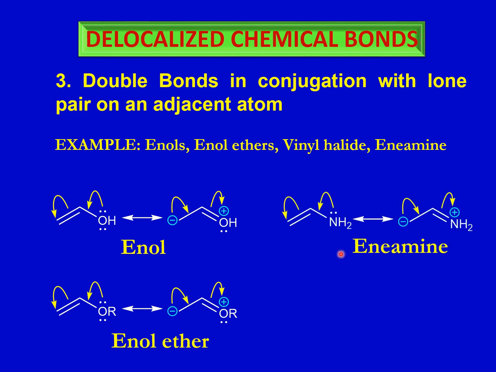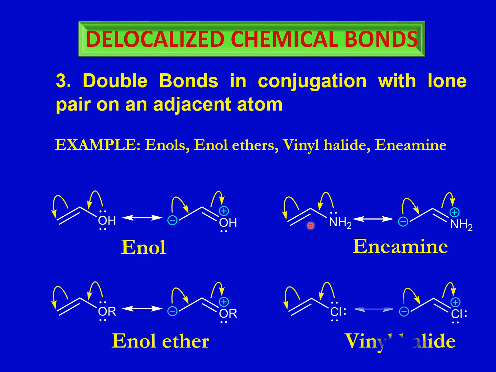The same is observed in case of enamine. So we have a double bond between two carbons, and then we have a nitrogen having a lone pair which can again be delocalized as in case of oxygen in these two cases, and we have a positive charge on nitrogen and a negative charge on carbon, which then resonates again to get back to this neutral structure in case of enamines. And finally, we can have such type of delocalization in vinyl halides as well, right?